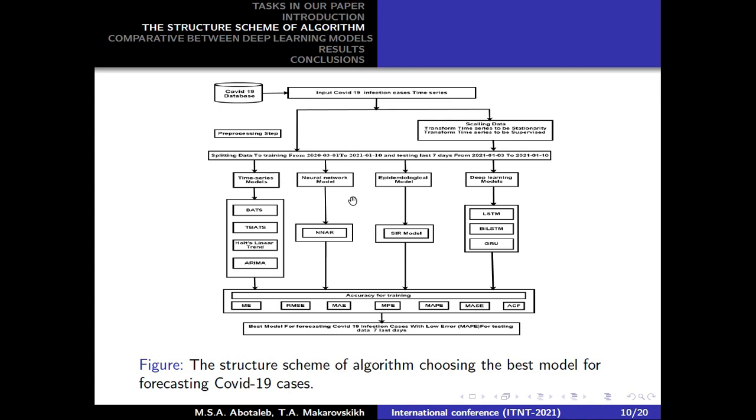After that, we run the neural network model, NNAR, the neural network autoregressive model, and after that the epidemiological models, SEIR models, and finally the deep learning models: LSTM, bidirectional LSTM, and GRU models. After that, we calculate the accuracy on the testing and training data, and finally our system selects the best model for forecasting COVID-19 infection cases with the lowest mean absolute percentage error for the testing data, in our example for the last 7 days.